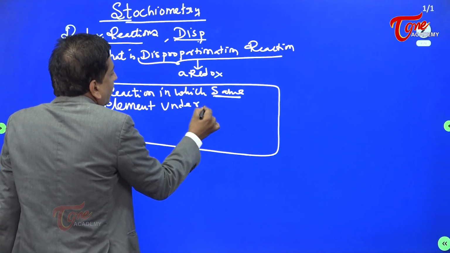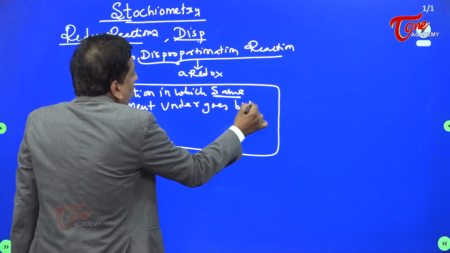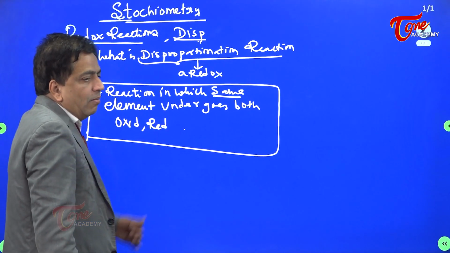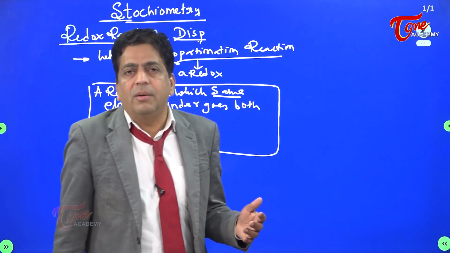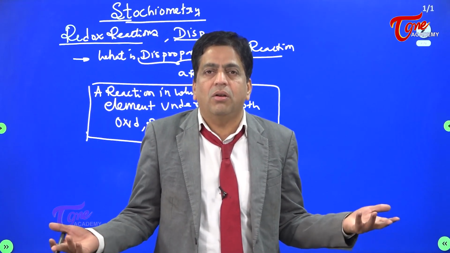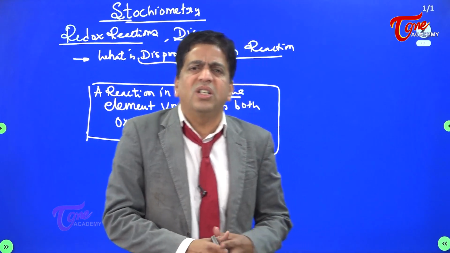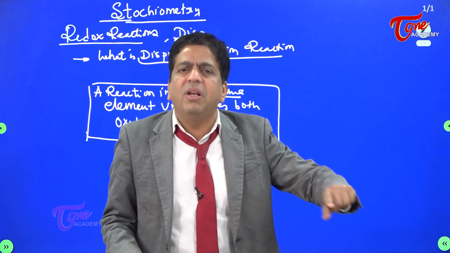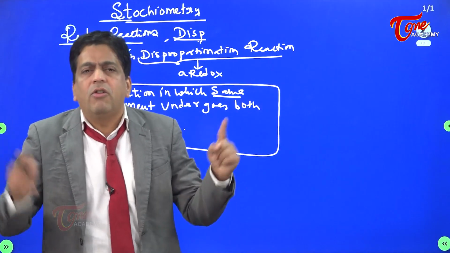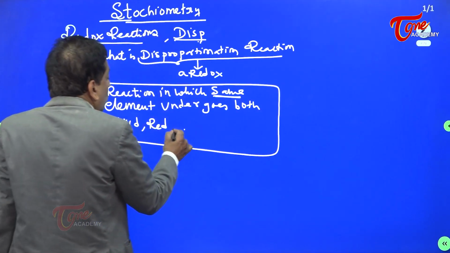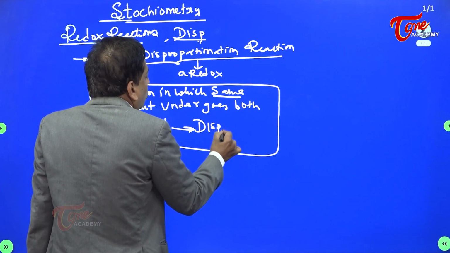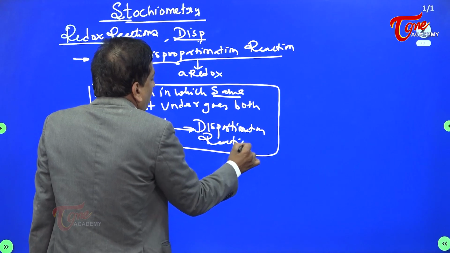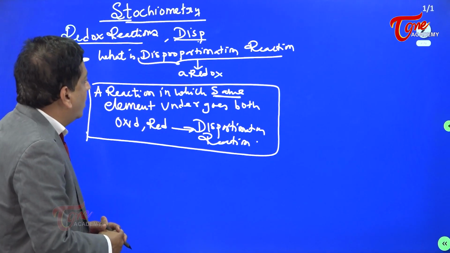undergoes both oxidation and reduction. Well, whether it is the same element or different elements, a reaction is happening where both reduction and oxidation is taking place. So disproportionation is also a redox reaction, but the only difference is the same element is undergoing both oxidation and reduction. And this is what is called a disproportionation reaction.